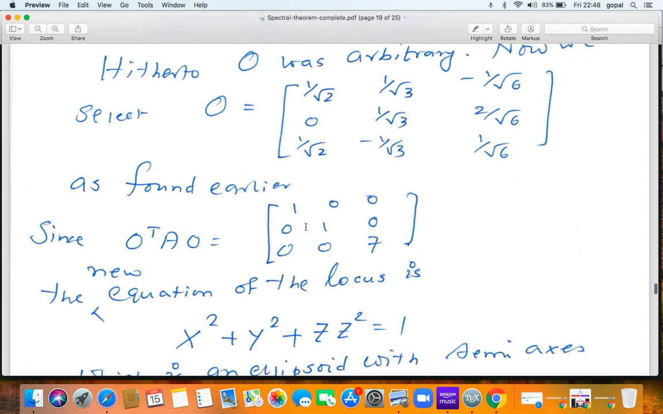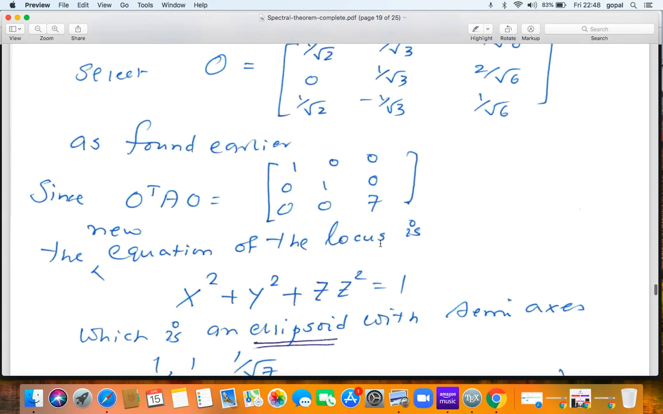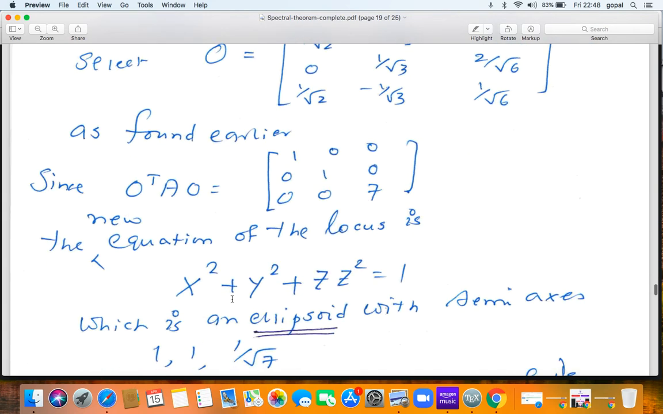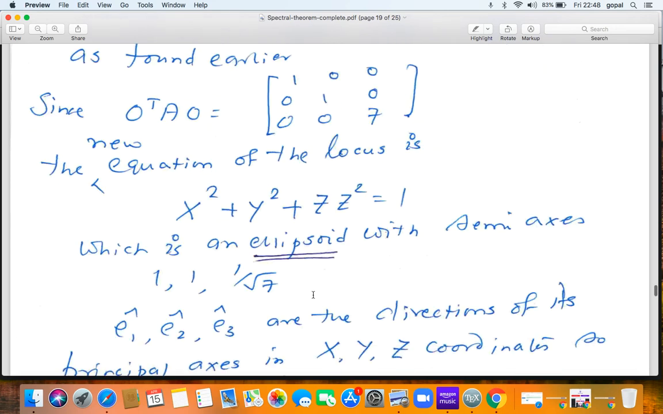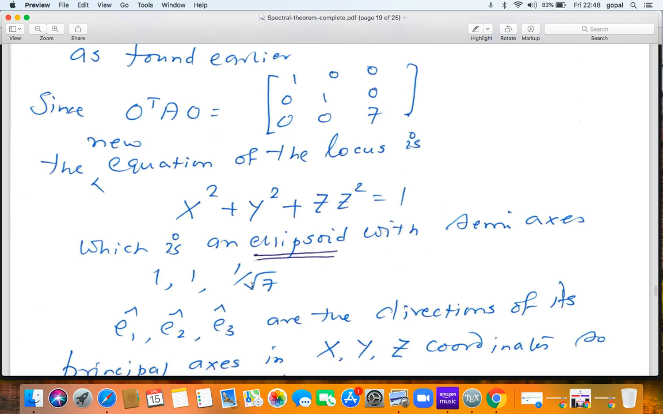It is 1, 0, 0, 0, 1, 0, 0, 0, 7. So the new equation of the locus is x squared plus y squared plus 7z squared equal to 1. Had it been x squared plus y squared plus z squared equal to 1, it would have been our good old sphere. But this is a sphere which is elongated. An elongated sphere is called an ellipsoid. It's an ellipsoid with semi-axis 1 upon root 7.